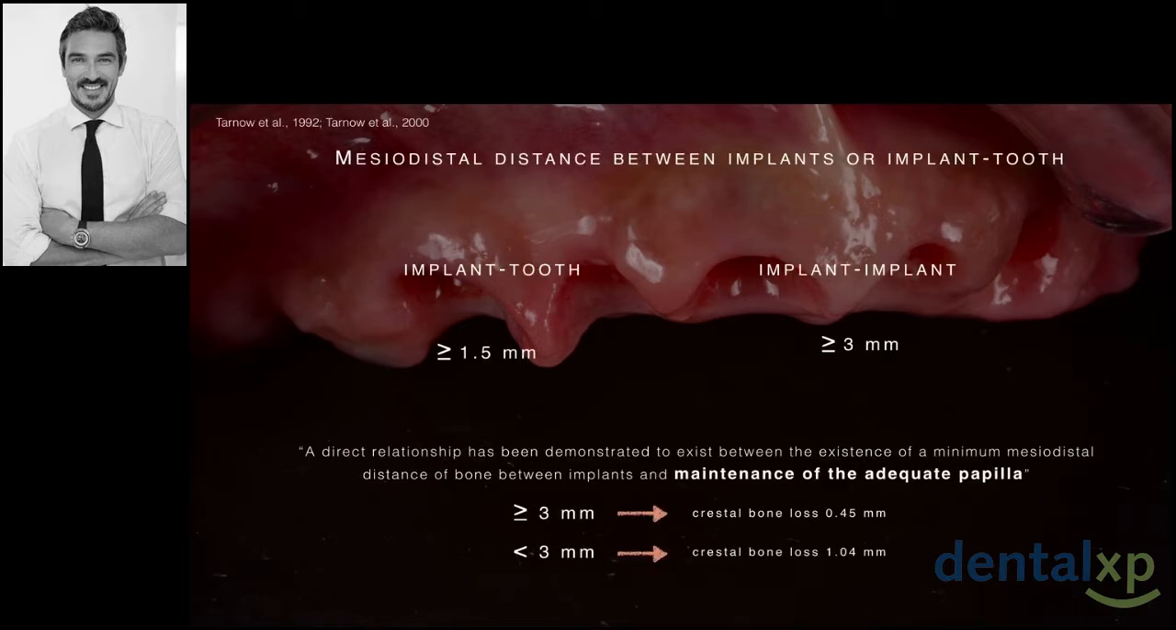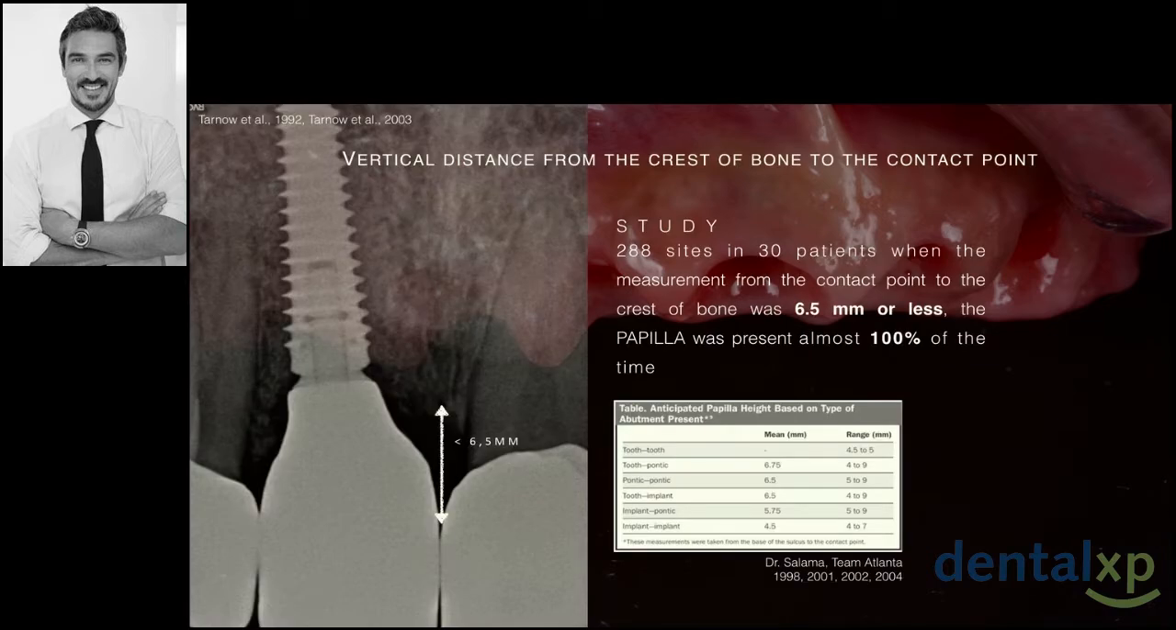So we've gone through the numbers several times today. There is a direct relationship that has been demonstrated between a minimal mesiodistal distance of bone between implants and the maintenance of adequate papilla. I guess that is the most important thing from the study by Tarnow, which was later improved by Team Atlanta, which took it out to the relationship between pontics, between implant and pontics, and tooth. I would say that's one of the most pivotal studies in implant dentistry today.